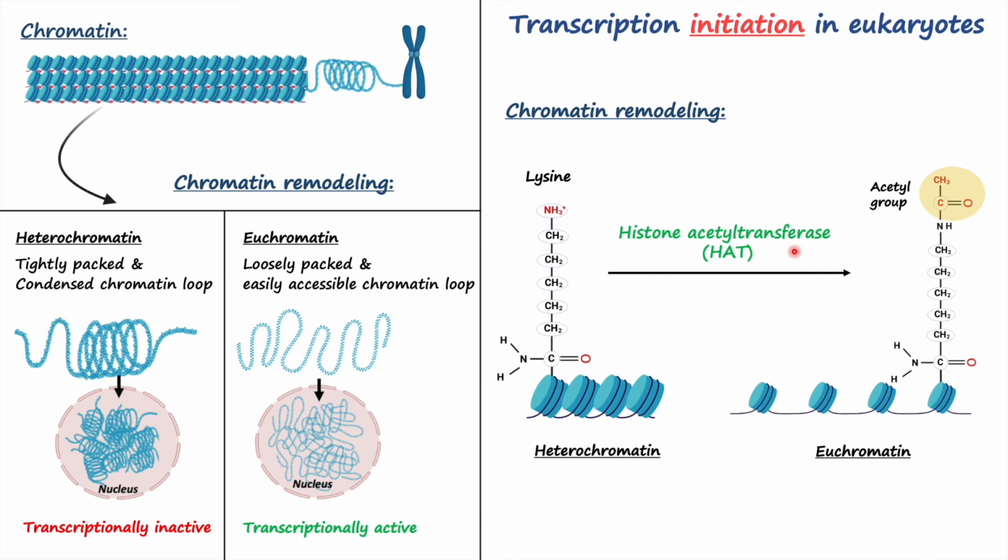On the other hand, there is an enzyme called histone deacetylase. It removes the acetyl group from the lysine residue, which results in the restoration of the positive charge, and then eventually it restores the stronger interaction between the histone and the DNA strand, which results in heterochromatin formation. So these are two important enzymes which play a role in regulating the transcription process in eukaryotes. Now that we have learned about chromatin remodeling, we can talk about the transcription initiation in eukaryotes.